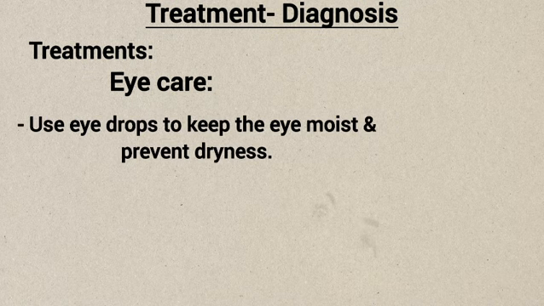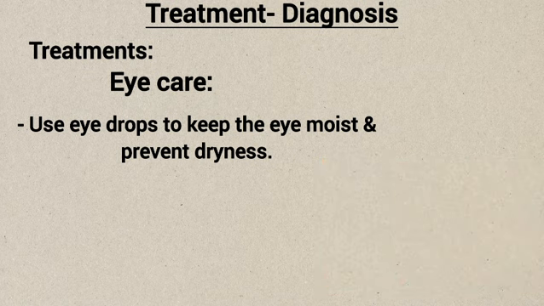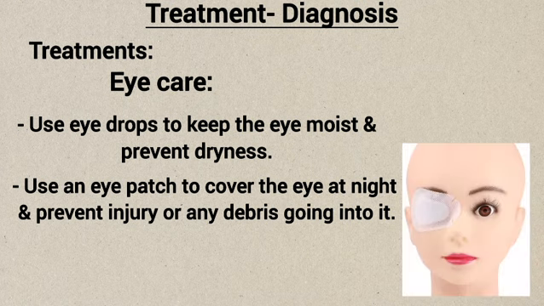In Bell's palsy, the eye droops and the eyelid remains open because of the inability to close it. So it is recommended to use eye drops to keep the eye moist and prevent dryness, to prevent any debris going in the eye, or even to prevent injury as the eye remains open. An eye patch or surgical tape should be used on the eye at night so that the eye can be kept closed and protected from any debris or injury.